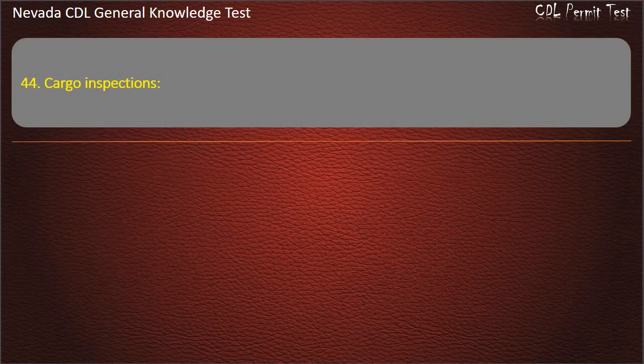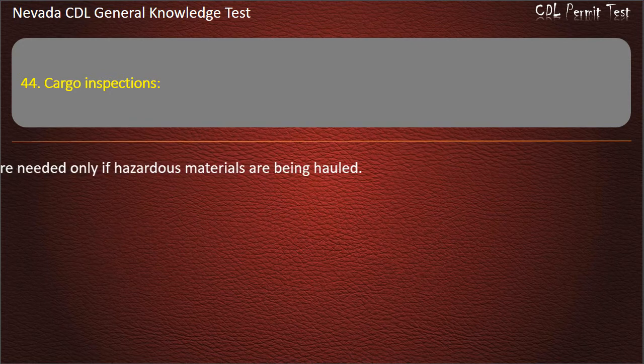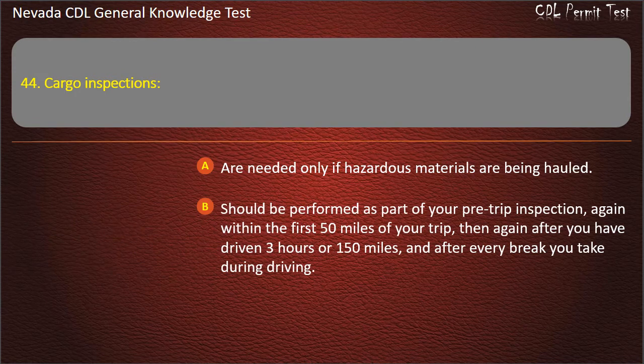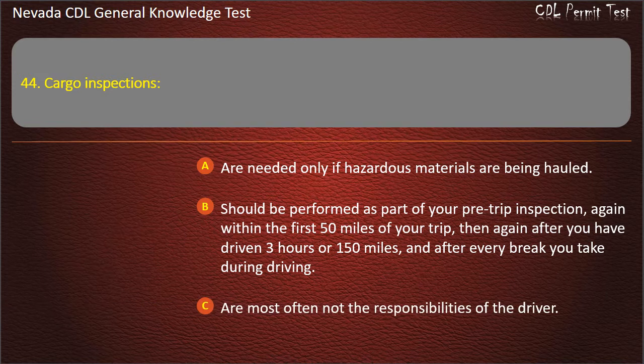Question 44. Cargo inspections are needed only if hazardous materials are being hauled. Should be performed as part of your pre-trip inspection, again within the first 50 miles of your trip, then again after you have driven 3 hours or 150 miles, and after every break you take during driving. Are most often not the responsibilities of the driver. Answer. Should be performed as part of your pre-trip inspection, again within the first 50 miles of your trip, then again after you have driven 3 hours or 150 miles, and after every break you take during driving.